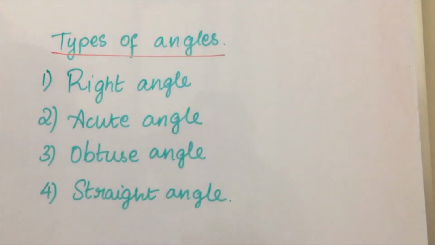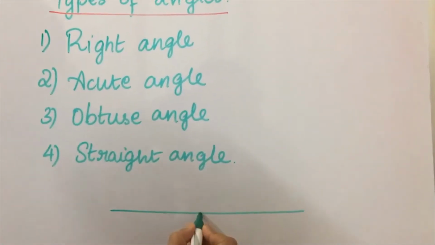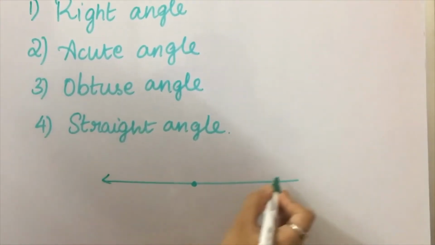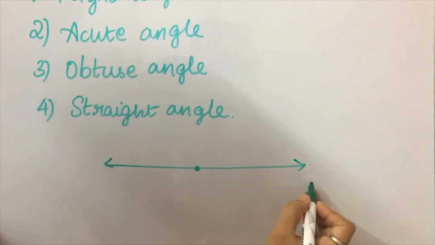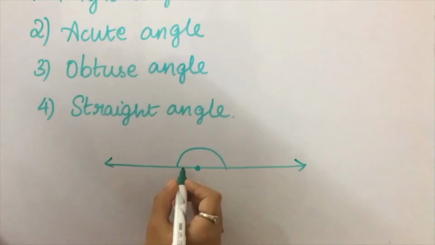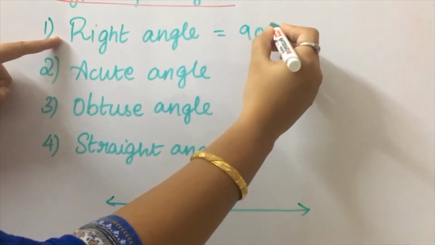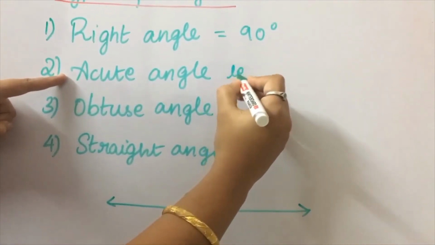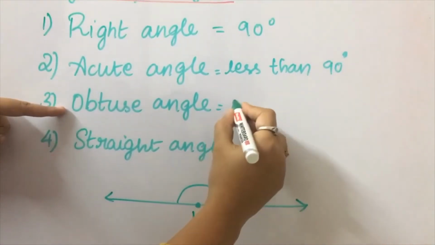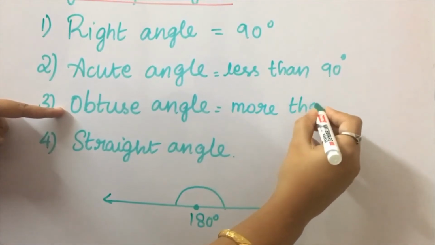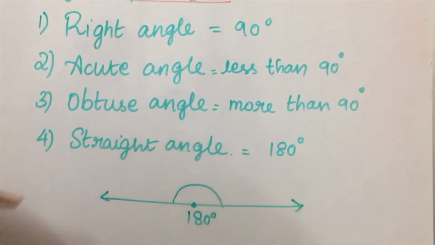For the straight angle, we will use a straight line. So this is the midpoint or the center, and these are the arms. When the arms are in straight line, it is called a straight angle, and it will be equal to 180 degree. Right angle means it is equal to 90 degree. Acute angle is less than 90 degree, obtuse angle is more than 90 degree, and straight angle is equal to 180 degree.